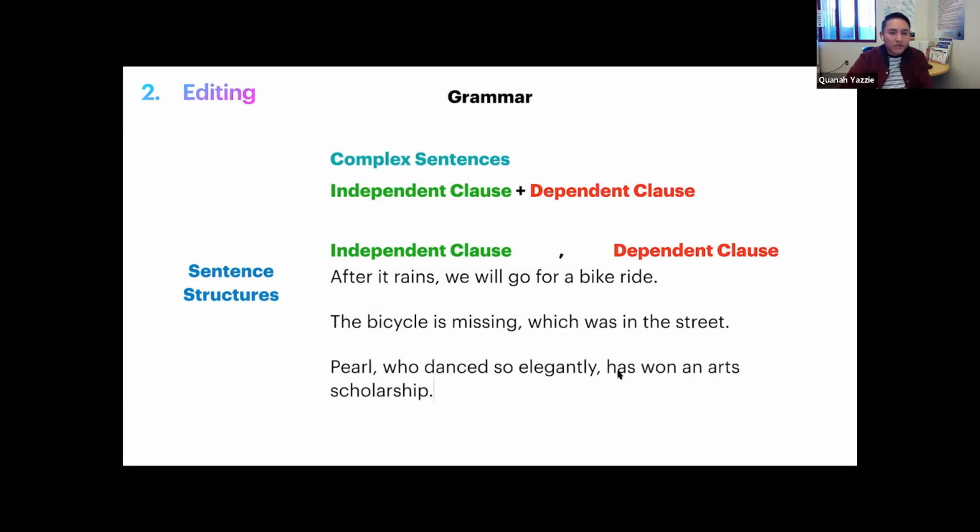And the last one, this one's a little tricky because we can actually fit dependent clauses within independent clauses themselves, and we're mixing and matching them. So if you look at this, within the green we have Pearl has won an art scholarship. That's a whole complete sentence. And then we have a dependent clause, who danced so elegantly. So we're putting the dependent clause within the independent clause to make this a full complex sentence. Just keep in mind that we can do that as well.